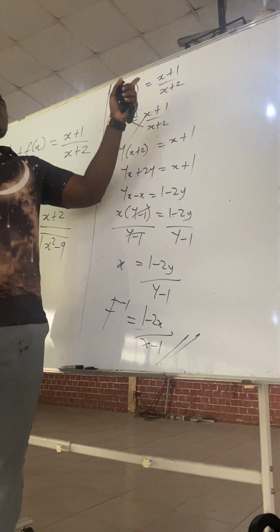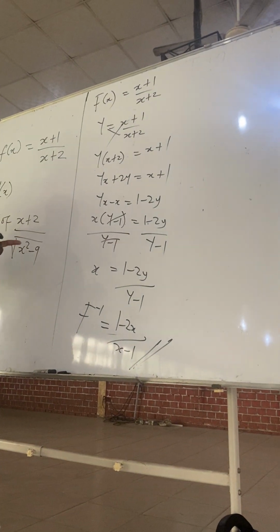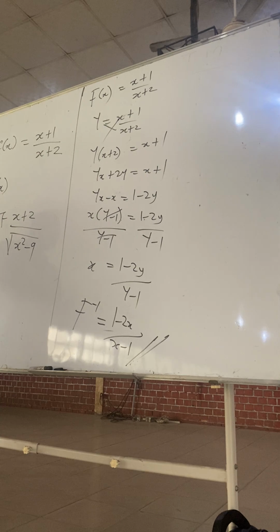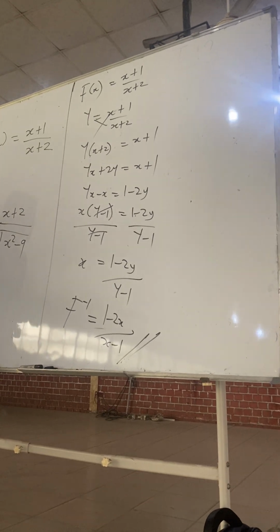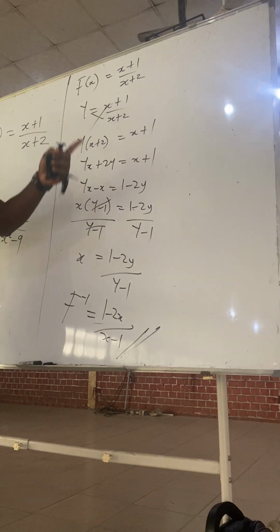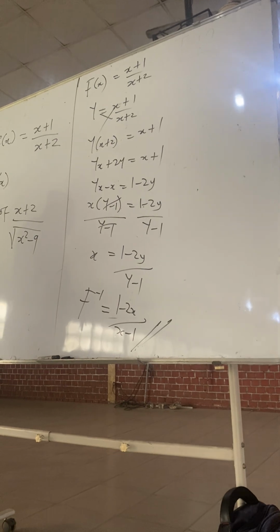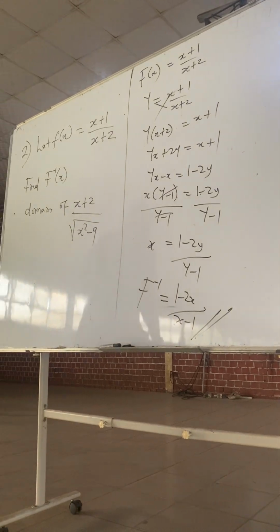f of x equals x plus 1 all over x plus 2. I'll just be showing you the solution as well, completing all the solution. It's just f of x equals x plus 1 all over x plus 2. Class, step 1 in finding the inverse of a function.